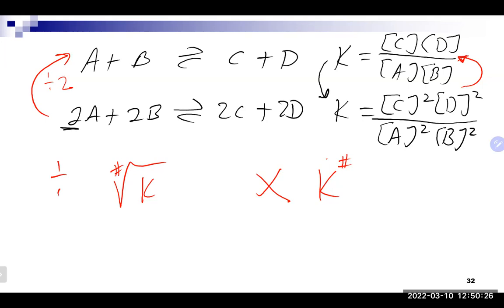So this would be a situation, like I said, where you're given a couple of different reactions, maybe 2 or 3 different reactions. You're going to use those to build an overall reaction that you're looking for. And you just have to keep track of what you're doing to your K values as you do those manipulations. Any questions on that there?